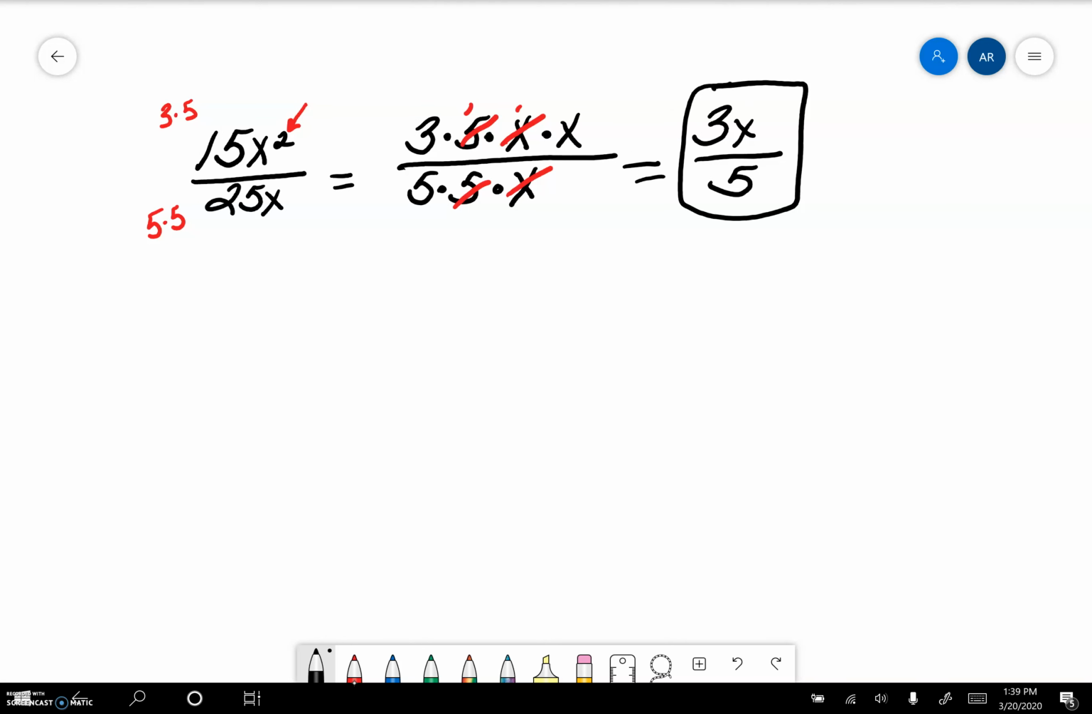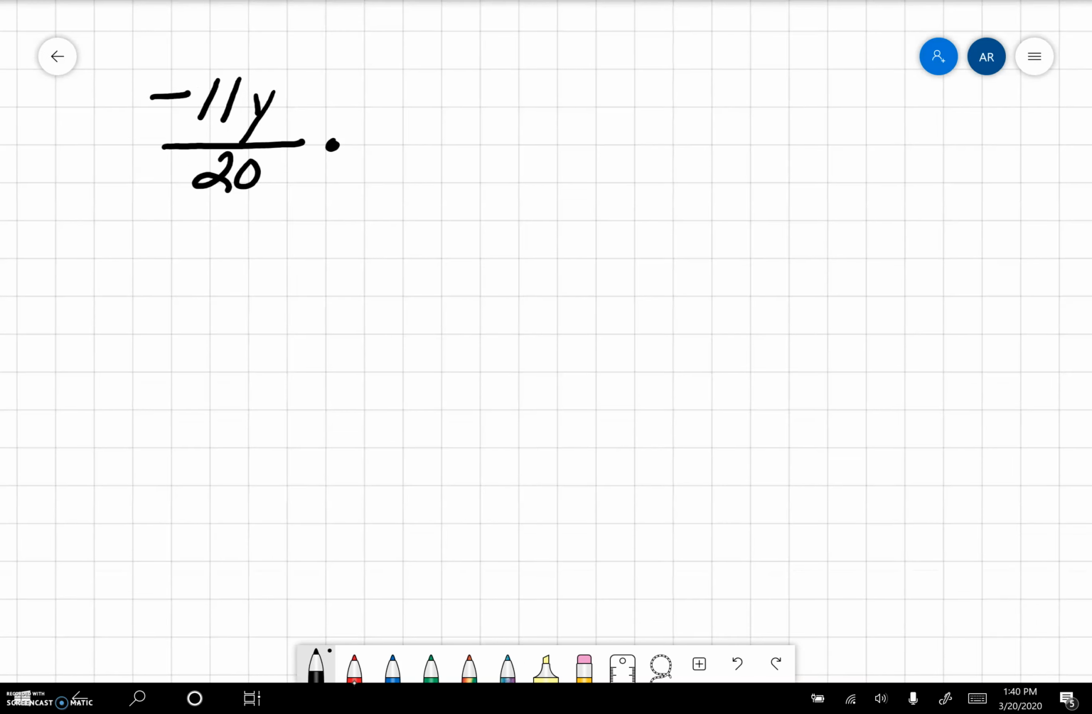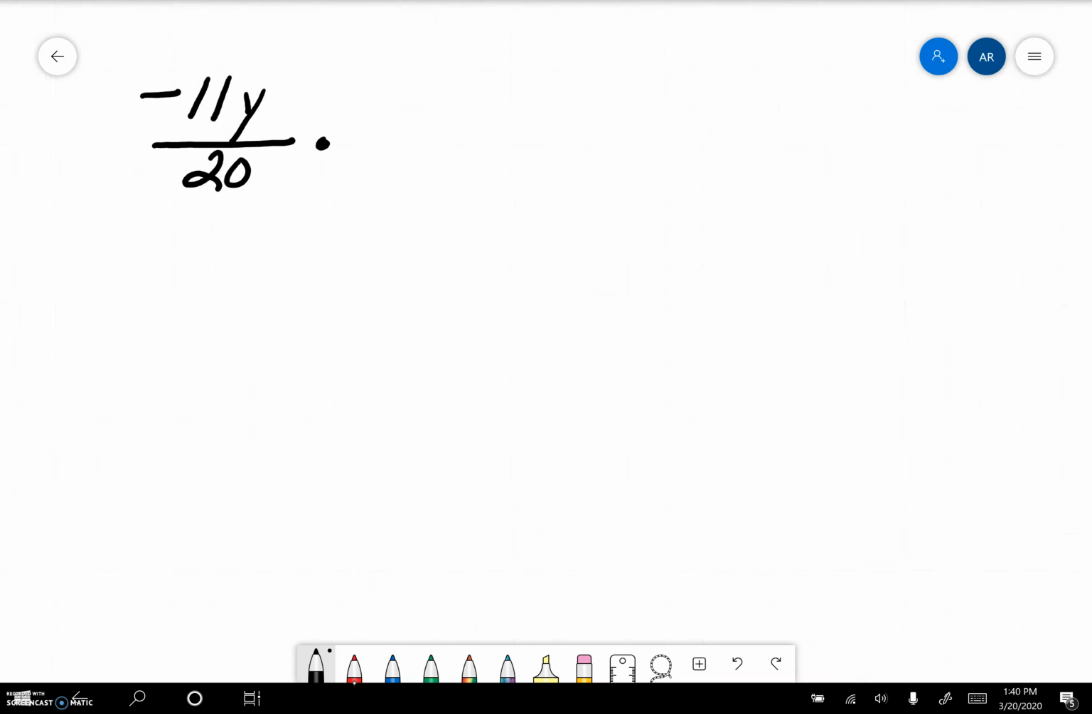Okay, let's move on to the next one. Now, the next one, we're going to multiply two fractions. My fraction is negative 11y over 20 times a negative 4 over 5y.